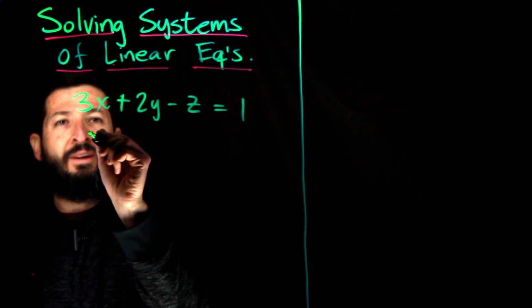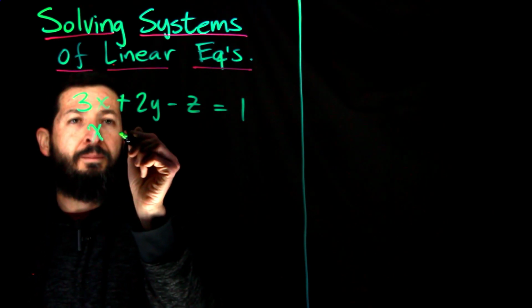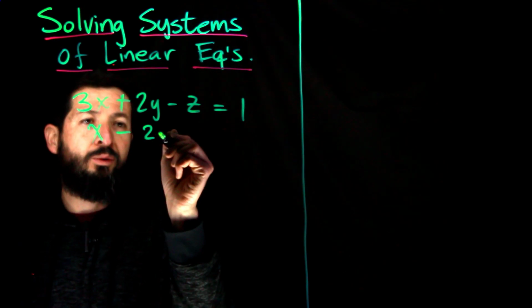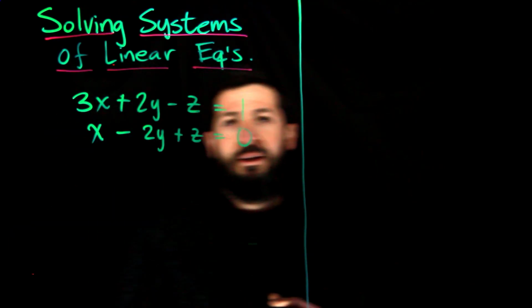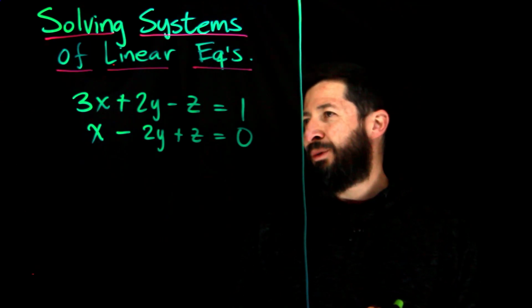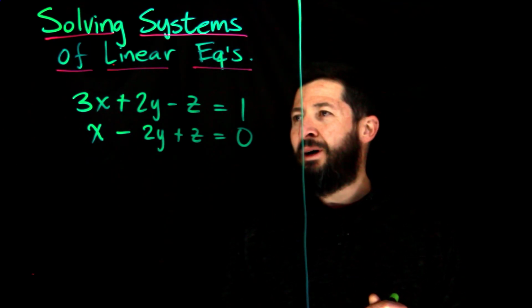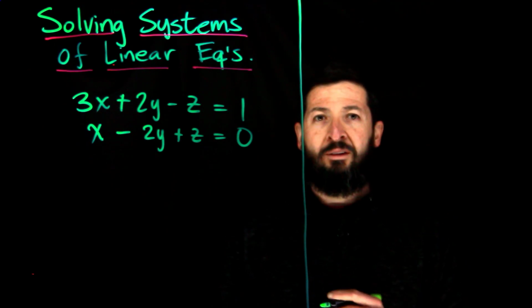And let's say you have x minus 2y plus z equals 0. I don't know how the numbers will look, but we'll try to do that.